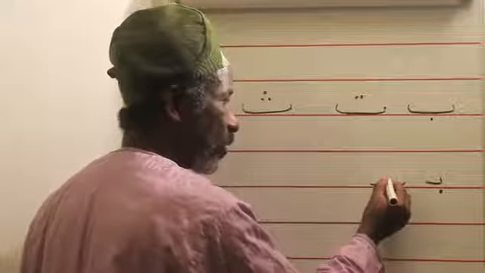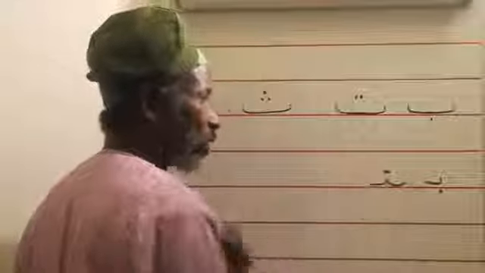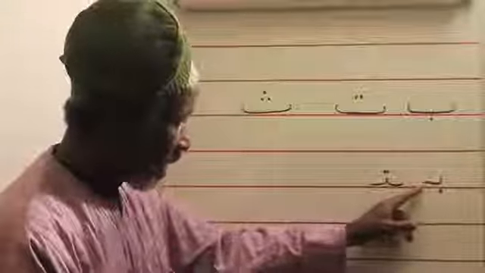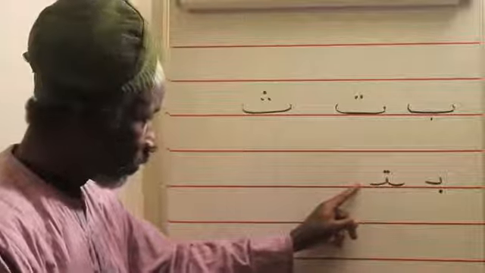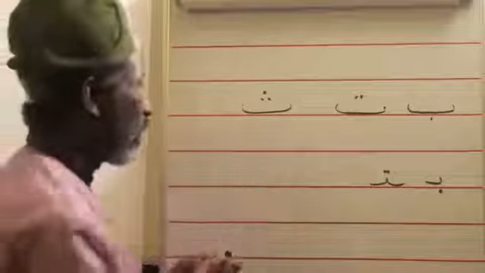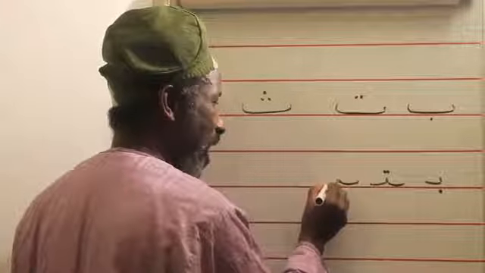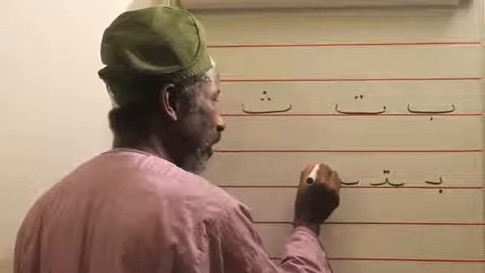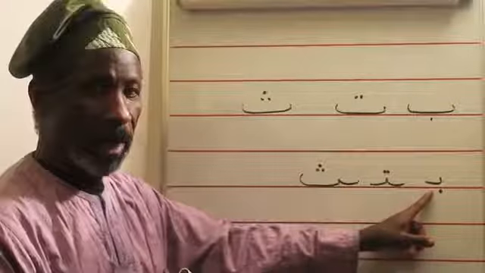So we have the beginning of the ta here, the corner. I'm putting two dots there rather than in the middle as in the isolated format. So the extension comes from the ba to join the ta, and the ta extends itself to join the tha. Let's look at it. That's the extension, a continuation of that extension, and the last letter will be formulated in its total shape. So we have ba, the beginning.